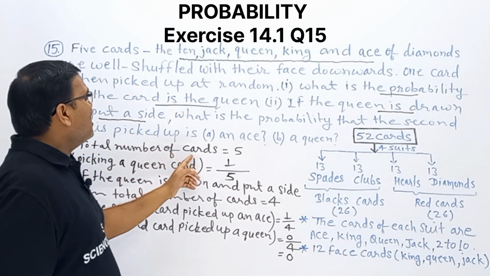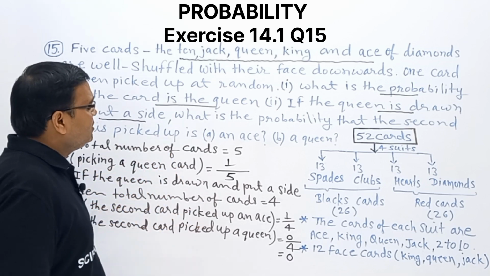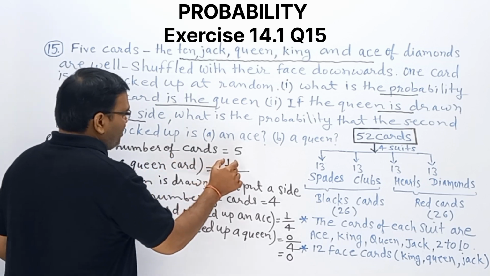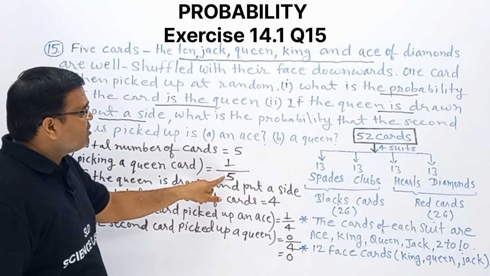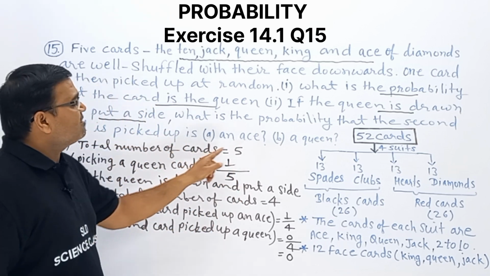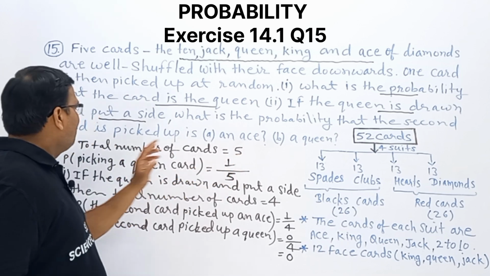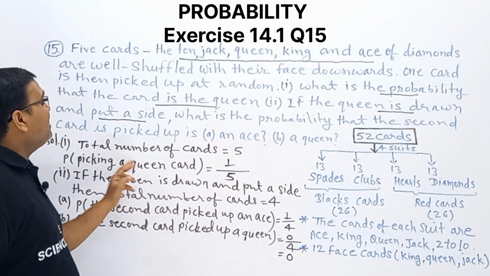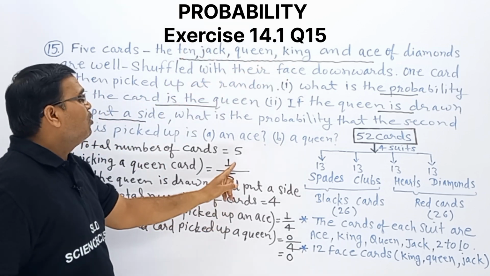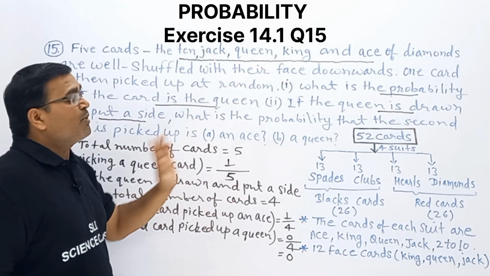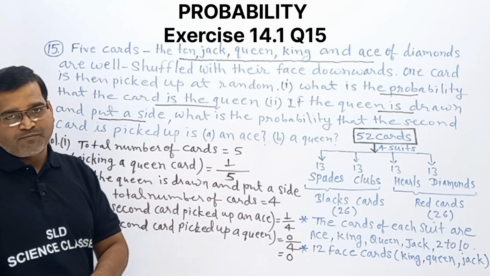Now we want to find the probability that the card is a queen. Total cards we have is 5. So the probability of picking a queen card will be what? Number of favorable outcomes divided by total possible outcomes. Total possible outcomes will be what? Total number of cards is 5. Now the number of favorable: we want the probability of picking a queen card. In these cards we have 1 queen. So 1 will be the number of favorable outcomes. So 1 upon 5 will be the probability of picking a queen card.